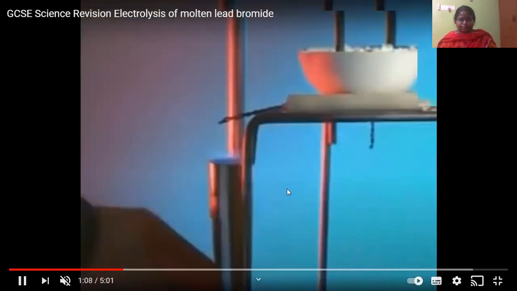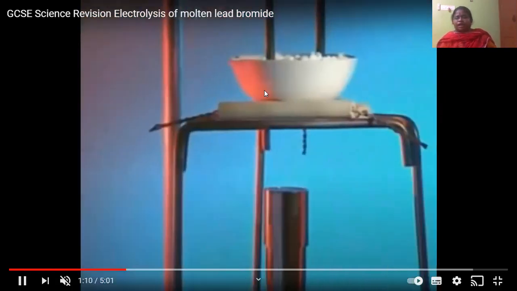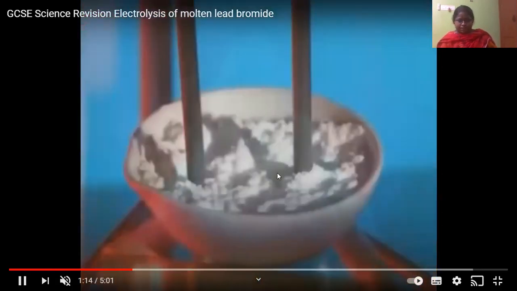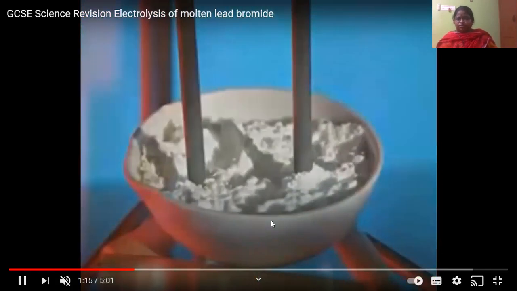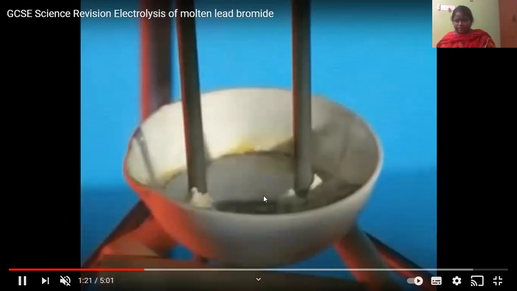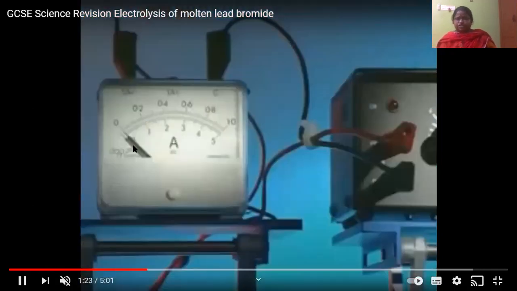So now they are heating the PbBr2. By heating the PbBr2, what happens? Slowly the solid lead bromide melts. When solid lead bromide melts, that is what we call molten lead bromide. Now it carries current. In liquid or molten state, an ionic solid carries current. So now it carries current. You can see the deflection now.